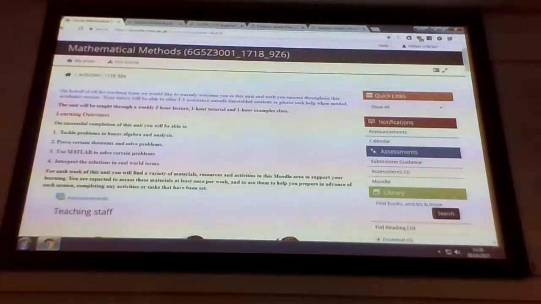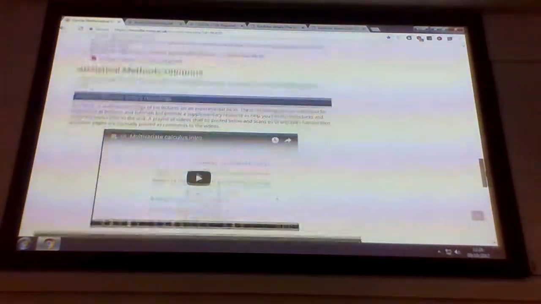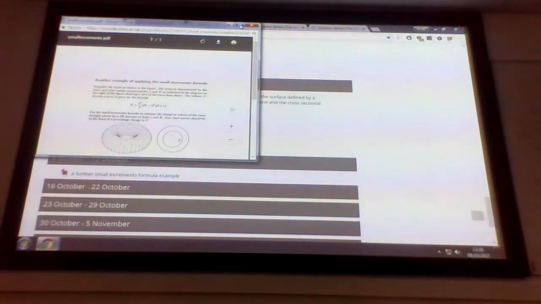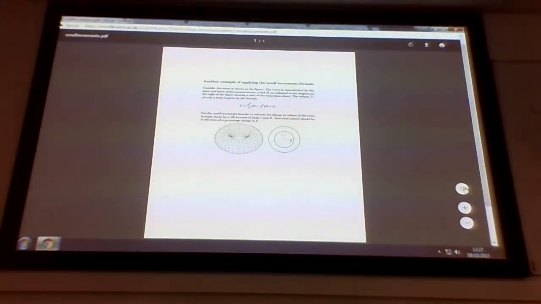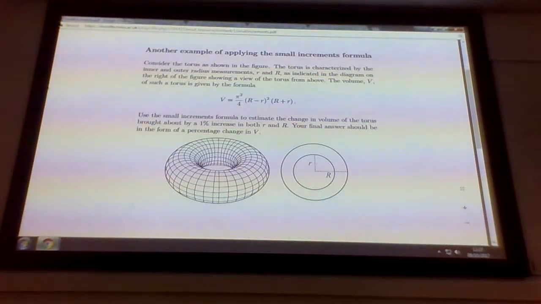So to give us something to do and keep ourselves active, I put up here on Moodle an extra worked example that we can do in this week's section. A further small increments formula example. I don't have it on a handout or anything. It's not too long. It's similar to the last one, so I'd like to give you a few minutes now to work through this and see how you get on. It's a sample question that might easily be part of an exam question.